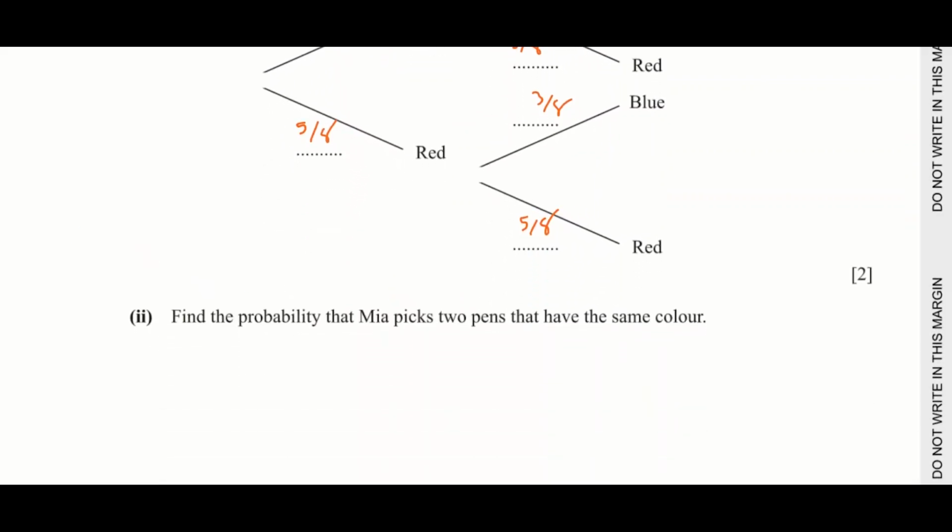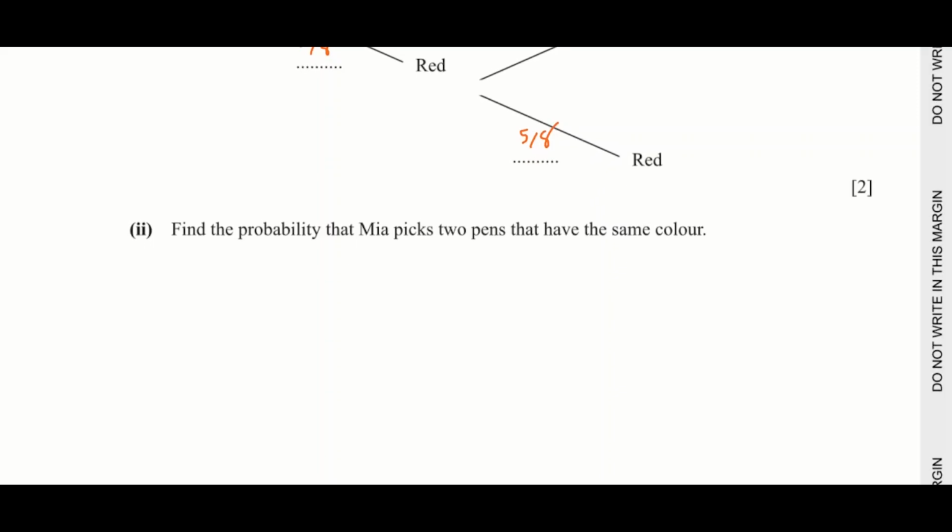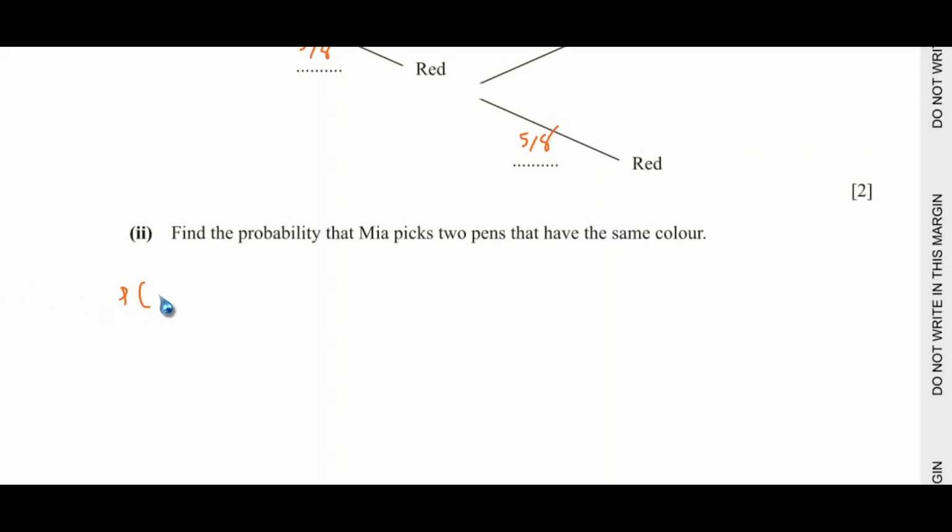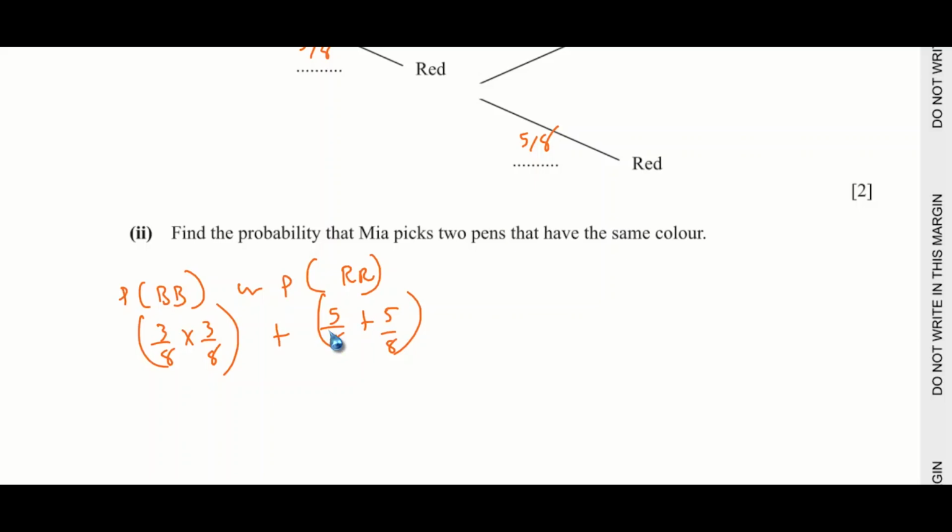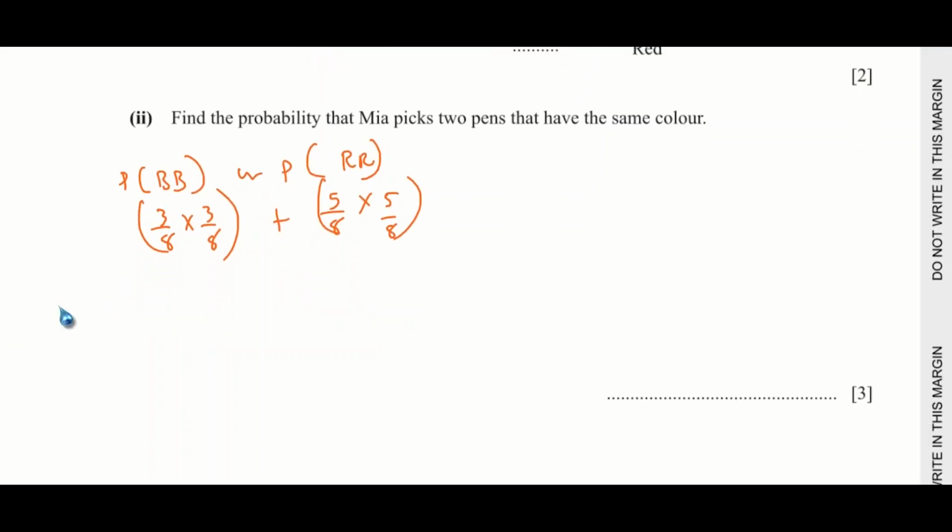Find the probability that Mia picks 2 pens that have the same color. So it will be the probability of BB, since we have 2 colors, or the probability of RR. For this one, it will be 3 over 8 times 3 over 8 for the first and the second, plus 5 over 8 times 5 over 8. Not plus, it is times, so this is multiplication. You can work this out straight away and you just get your answer.